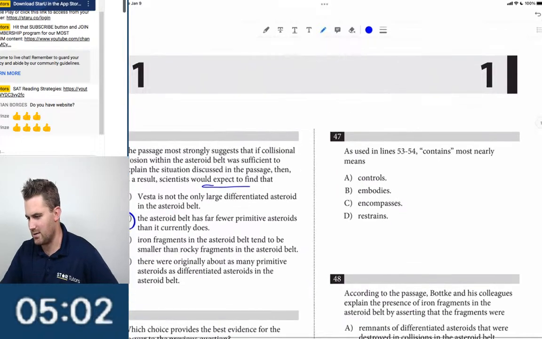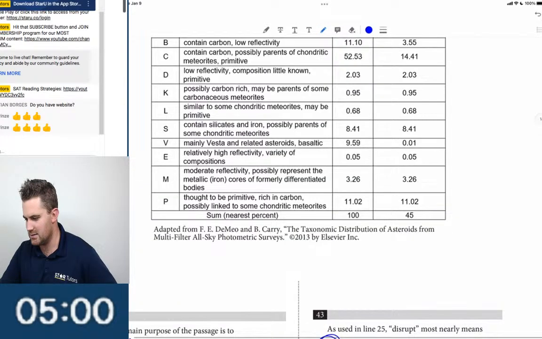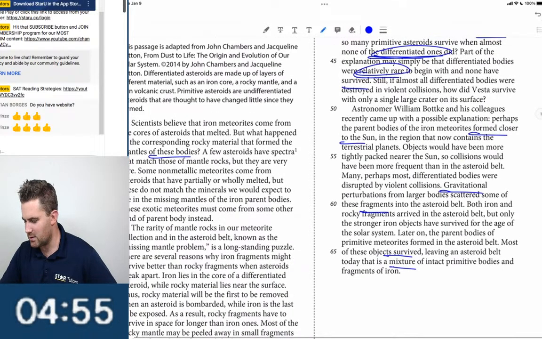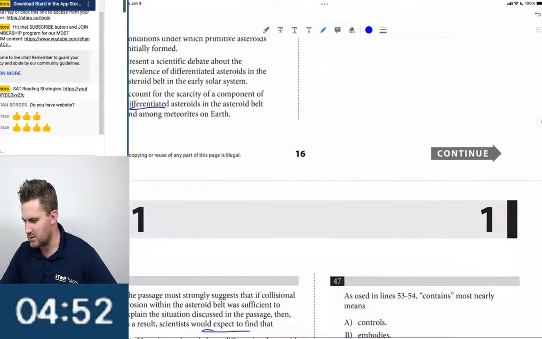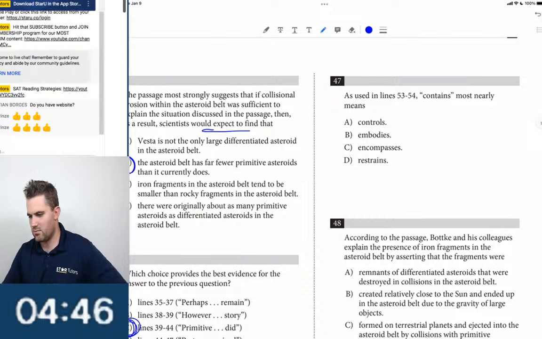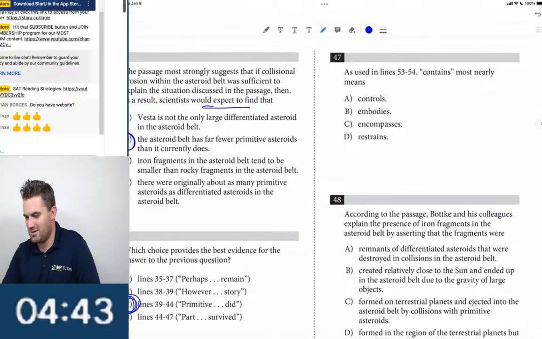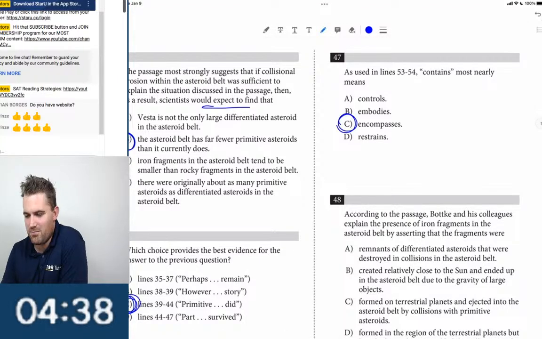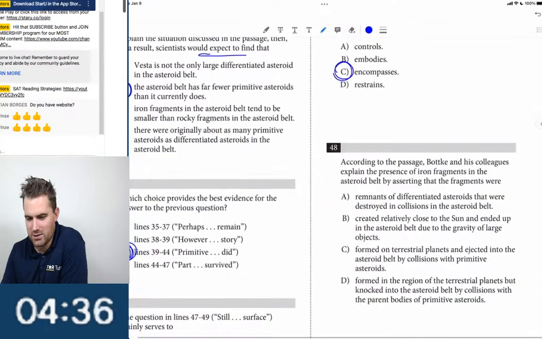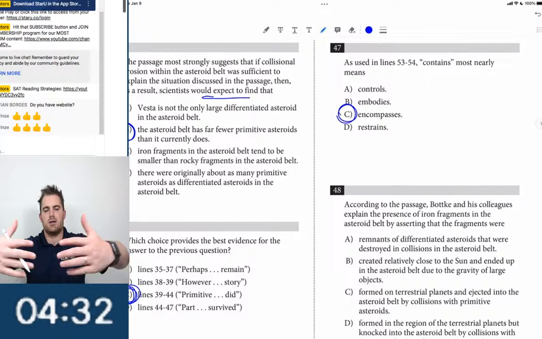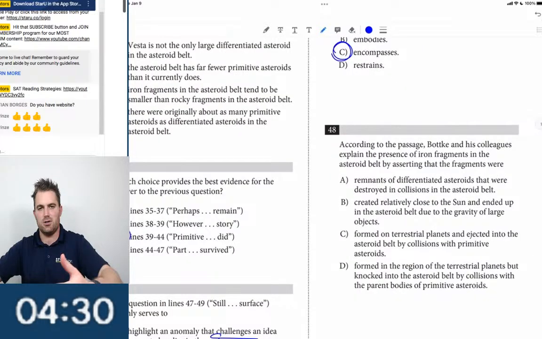Lines 53 through 54. Now contains the terrestrial planets, formed closer to the sun. So it's embodies, encompasses, I think, maybe, right? Anybody have any questions, guys, by the way? We're running out of time. I think it's encompasses, because the asteroid belt goes around the sun, and the terrestrial bodies are the Earth, Mars.